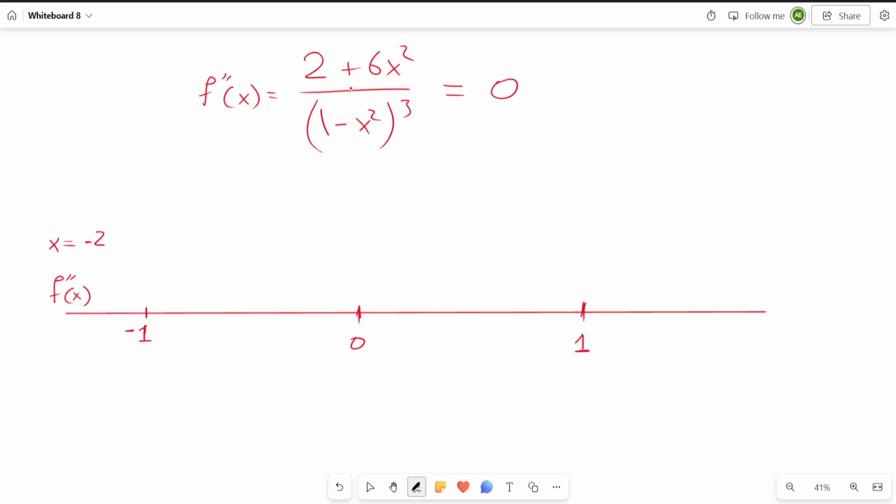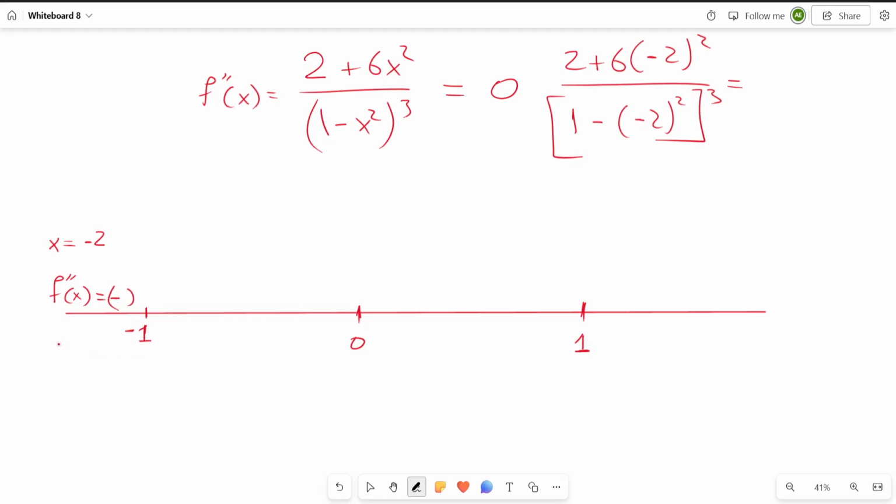So this means that I'm gonna put -2 over here. So this is gonna be 2 plus 6 into -2 squared over 1 minus -2 squared to the power of 3. And doing this, this is going to give me a negative answer over here. So this part is going to be minus. So I know that this is concave down because f double dash of x is minus.